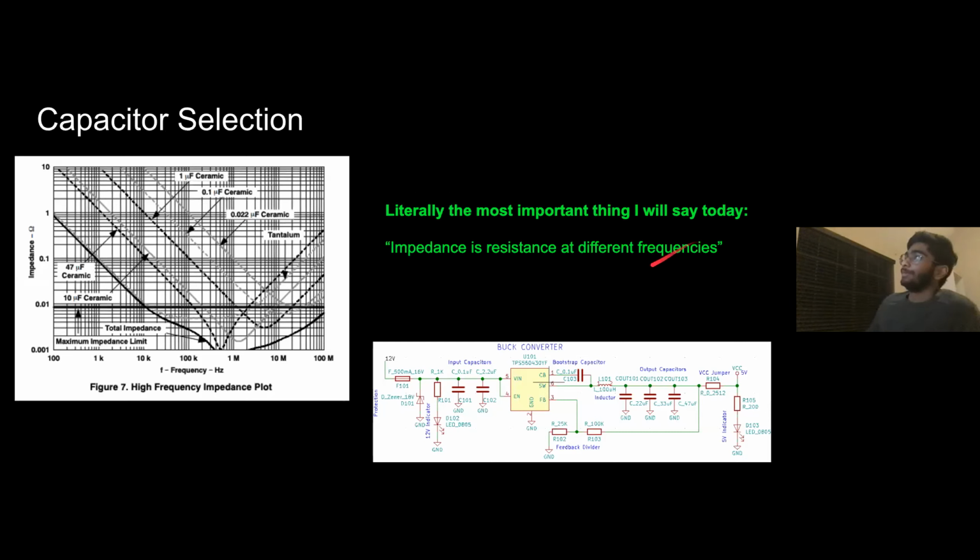Okay. This quote is the most important thing I'll tell you today. And this graph is the most complicated thing you'll hear today. But I think they're both important, but this quote is definitely the most important thing. And that is, impedance is resistance at different frequencies. And I've heard this several times, but it never really made sense to me until this year. So it might take a little bit of time for it to lock in.